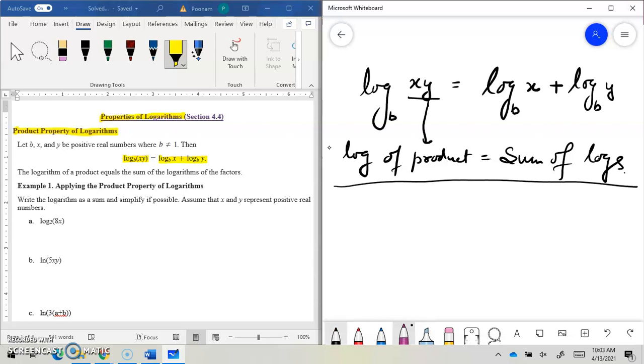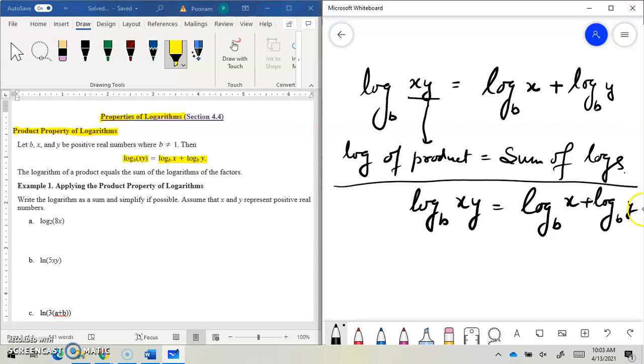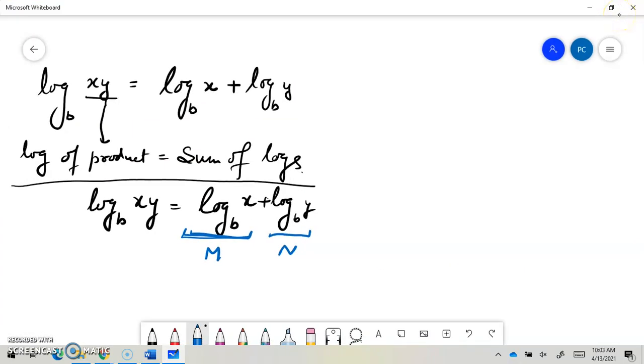Now, if I have to prove this property, let's write it down one more time. I need to prove that this is equal to this. So let me start by assuming this, naming it something. Let's say this number is m. Let's say this number is n. So we have m is equal to log of x with base b.